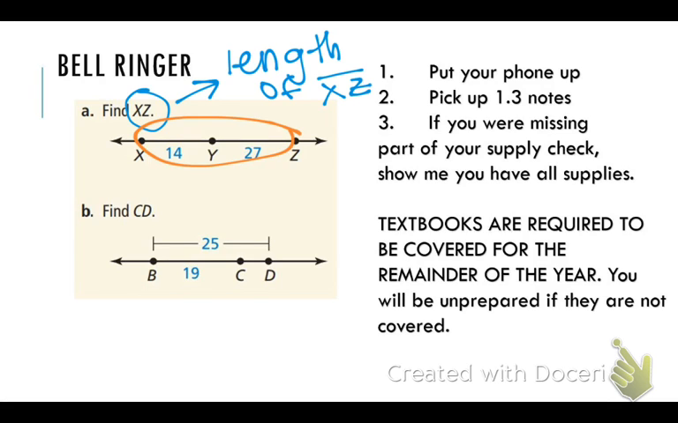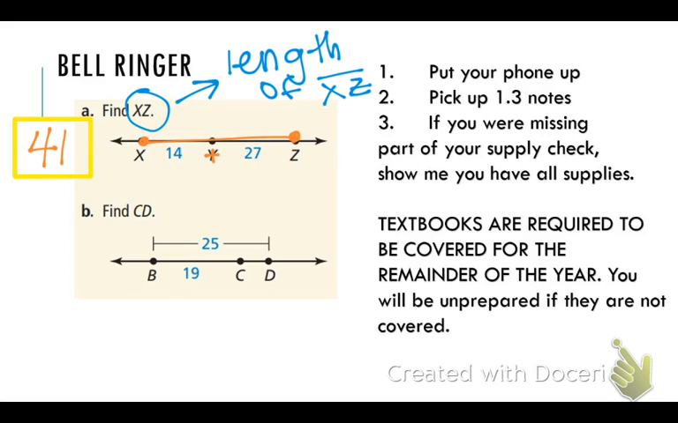That's good. You good? So for finding the full length of the line, one piece is 14, the other piece is 27. And what do we do with those numbers? We're going to add them to make it 41.